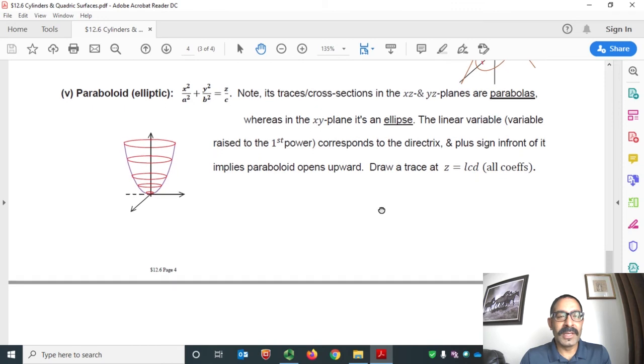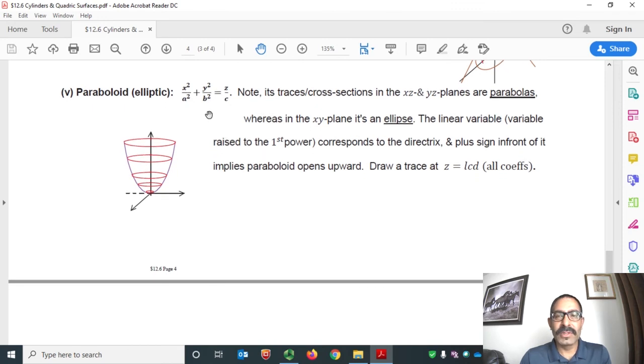The fifth one is paraboloid, whose equation is of the form x square over a square plus y square over b square equals z over c. So one variable has first degree here. I hope this makes sense to you all. Either z or x or y, then this represents the paraboloid. Quick note, its traces in the xz and yz planes are parabolas. Yeah, if you put here y equals 0 or x equals 0, then it gives the parabola.